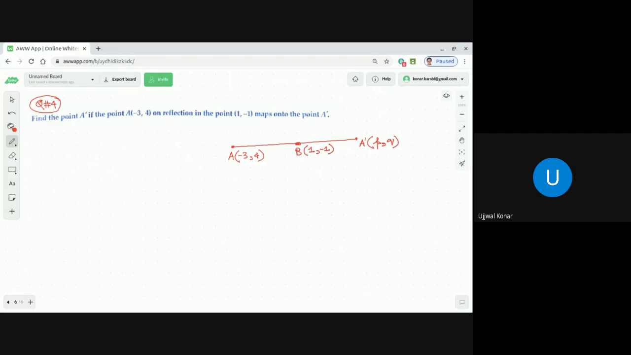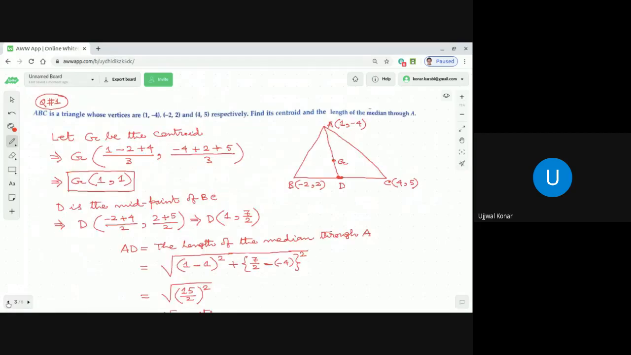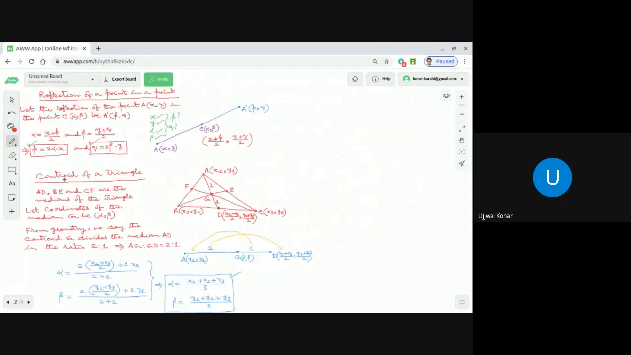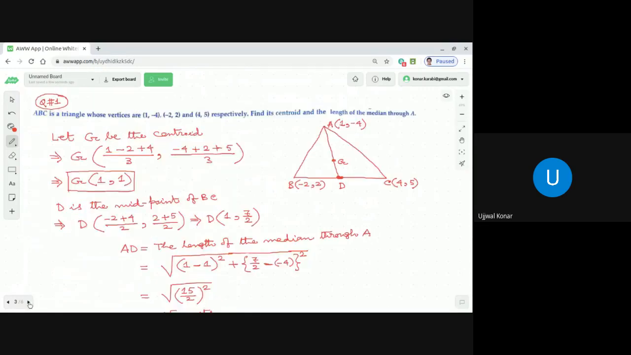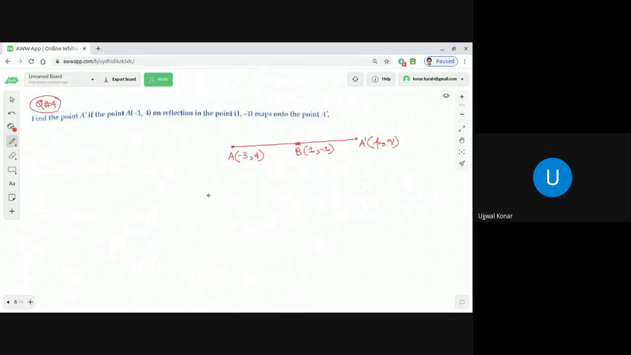So pretty simple. Either you can apply the formula we discussed here, P is equal to 2 alpha minus x and Q is equal to 2 beta minus y, that also you can apply. Or you can apply the midpoint, as B is the midpoint. The x coordinate of point B, that is 1, is nothing but the average of the x coordinates of the point A and the point A dash, that means minus 3 plus p by 2.